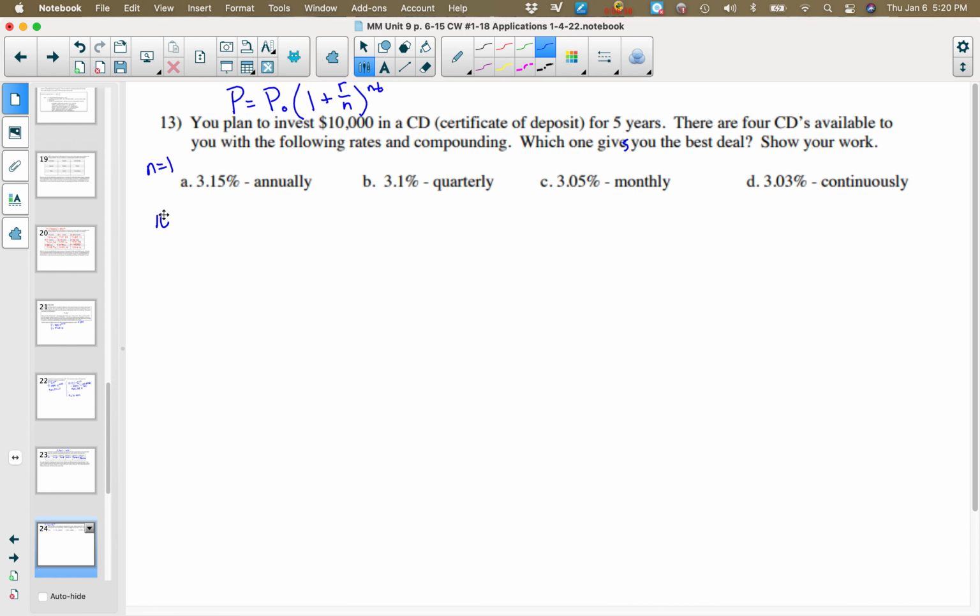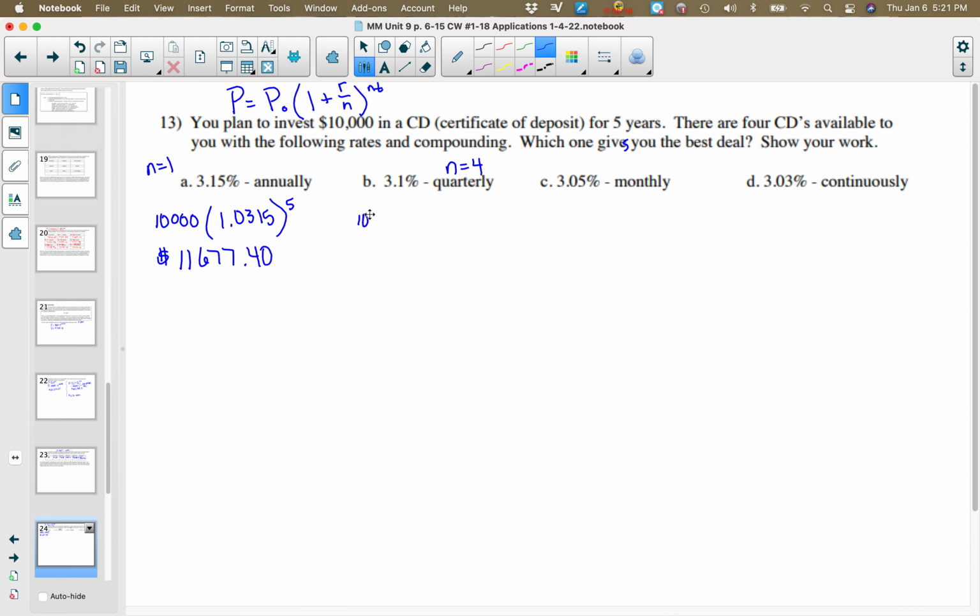So we're going to have 10,000, and then 1 plus 0.0315, so 1.0315, to the, for 5 years. And so n is 1, so we just have to the 5th power. If you work this out, I already kind of pre-did them, you get $11,677.40.